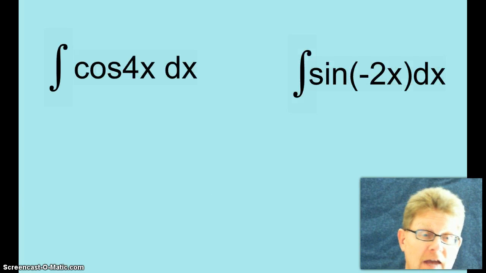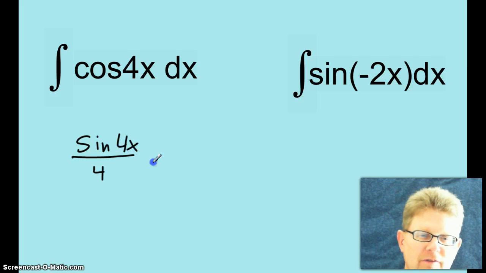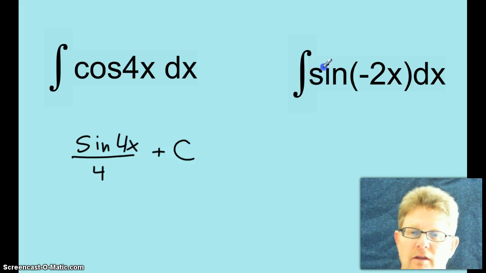Had enough yet? All right. Cosine is the derivative of what? It's the derivative of sine. So sine of 4x. But wait, there's no 4 out here. So if you divide this by 4, when you take the derivative, the chain rule says multiply by a 4, and it'll multiply with that 4 there, and it will cancel out. It will work.